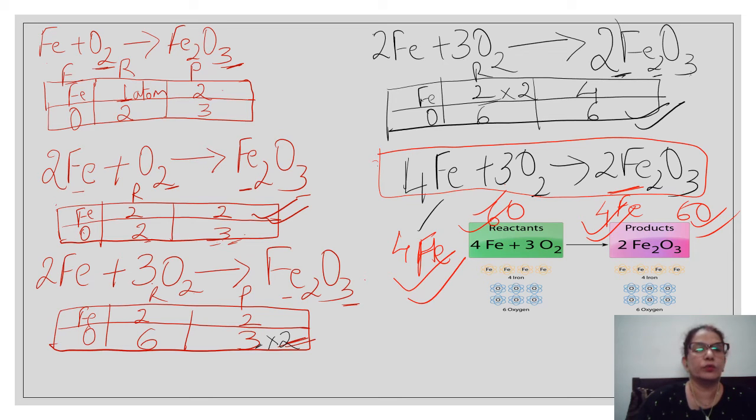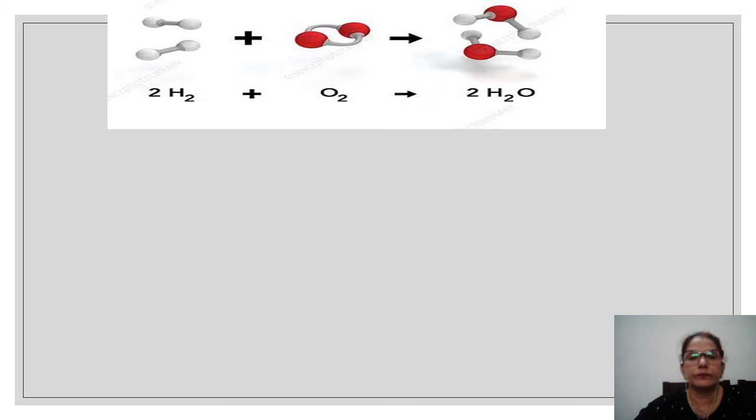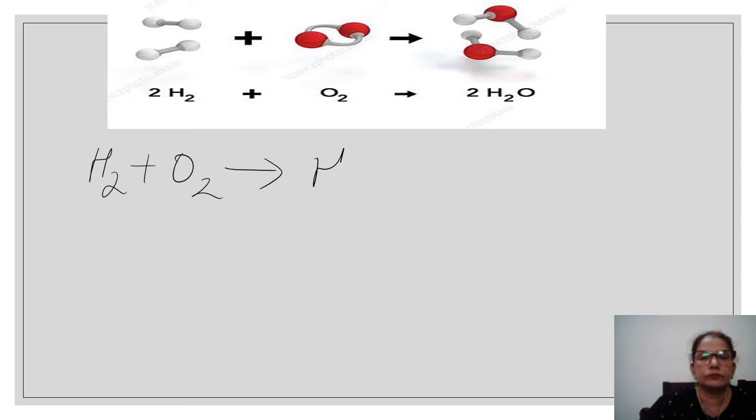This is how you need to balance the equation. Now let's try and balance a simple equation, hydrogen reacting with oxygen to give water. Let's write the skeletal equation. Okay. Now we'll make the boxes.